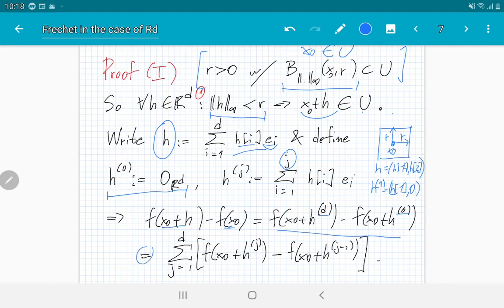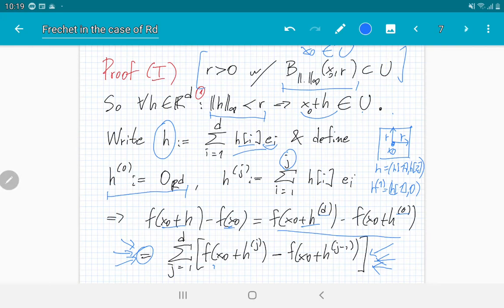And here's the crucial step. I can write it as a telescopic sum. So when we add these up, we know that we're left with the last one, which is f(x_0 + h_d), minus the first one, which is f(x_0 + h_0). So it's exactly this. And now I've achieved what I wanted, which is to move one step at a time from x_0 to x_0 + h by changing only one coordinate.